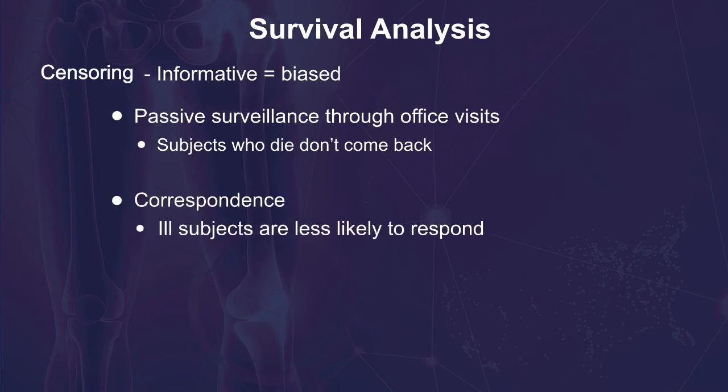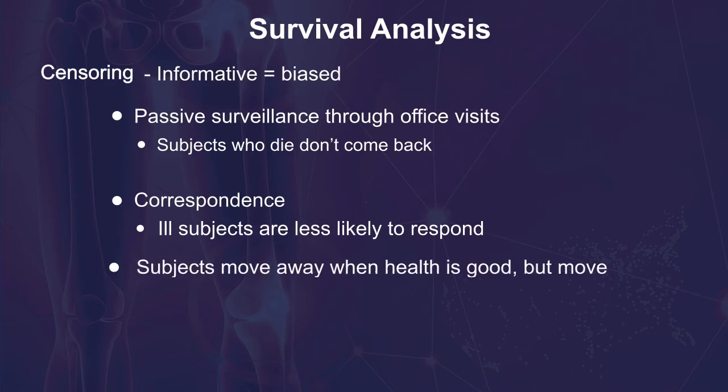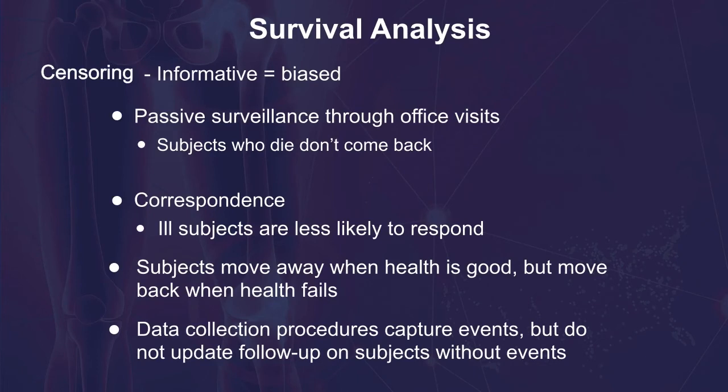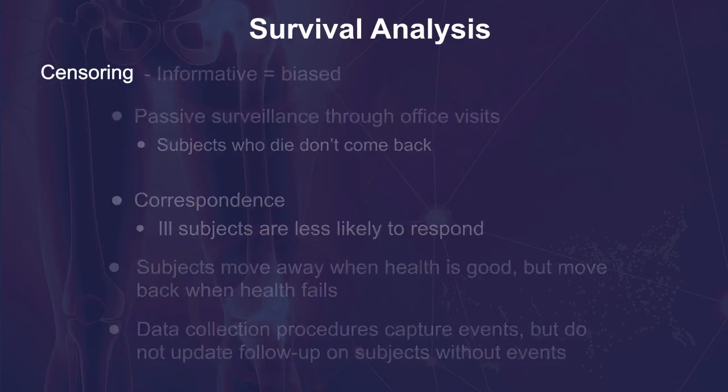If follow-up involves a survey, patients who are too ill may be less likely to respond to a survey. Informative censoring also may occur in the data collection process. For example, if an investigator continues to track events of interest, but does not update follow-up for patients without events. When some patients in the study are followed differently from others, there may be informative censoring.